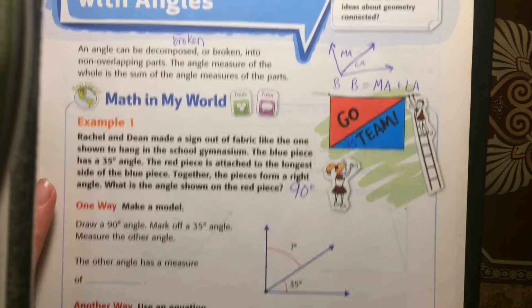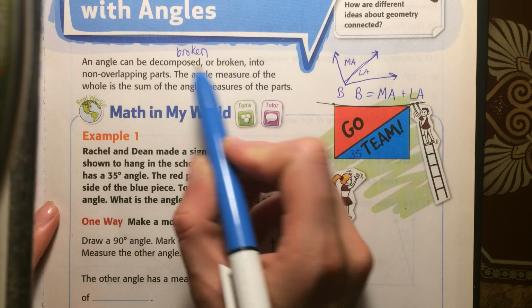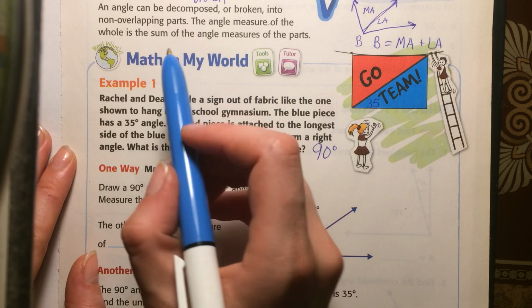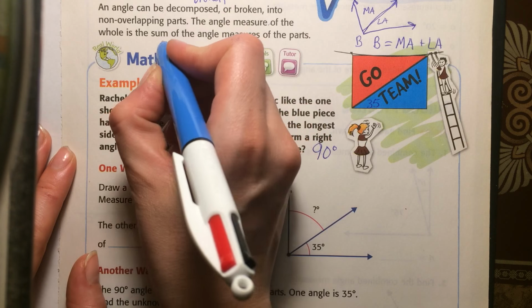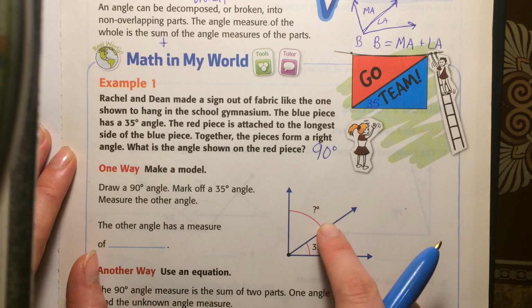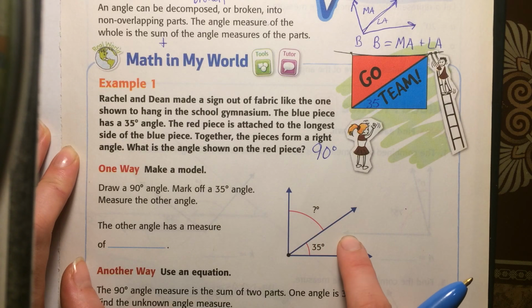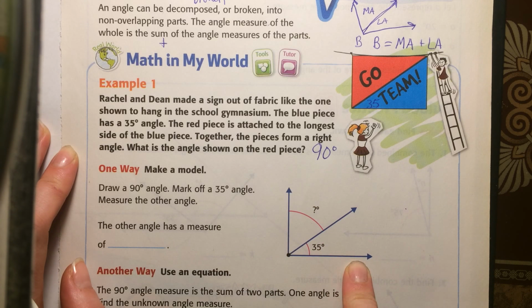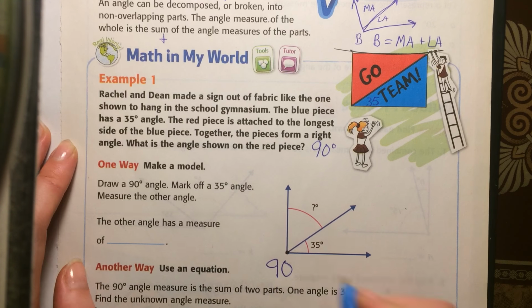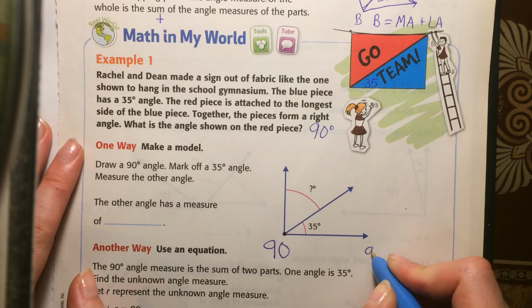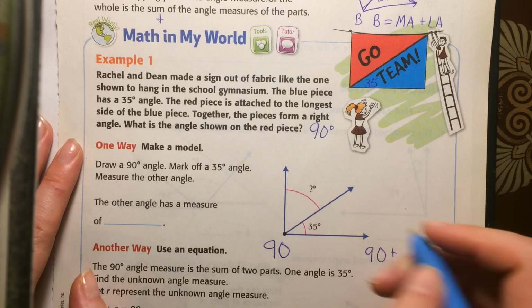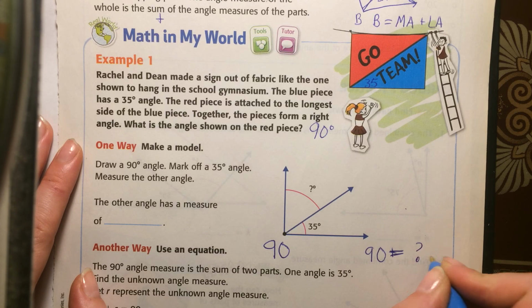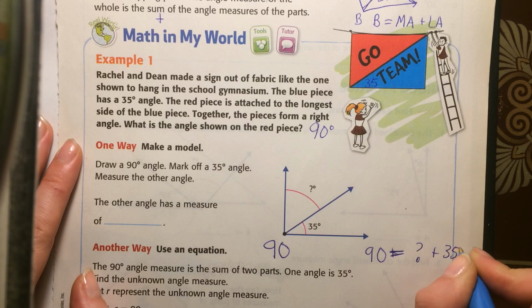So what it's saying up here is the angle measure of the whole, so this is the whole angle, is the sum, which means add, of the angle measures of the parts. So this angle part and this angle part are going to equal the big one. And since we know the big one's 90, we know that 90 equals question mark plus 35, this one.